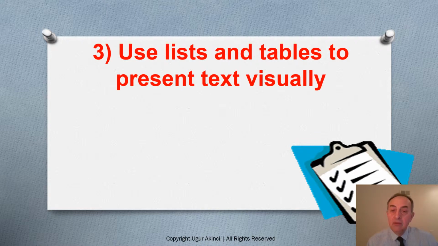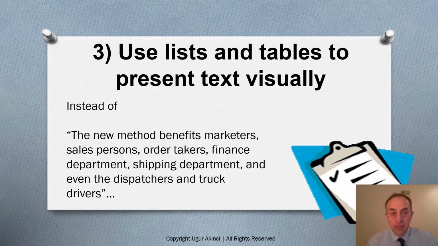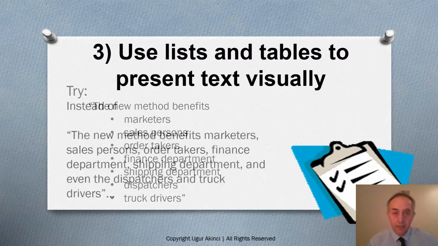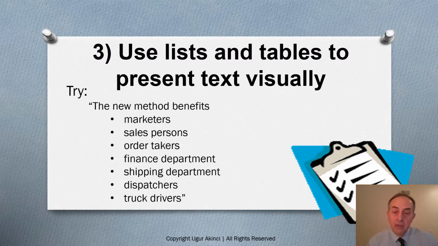Use lists and tables to present text visually. Instead of "the new method benefits marketers, salespersons, order takers, finance department, shipping department, and even the dispatchers and truck drivers," try this, an unordered bulleted list. "The new method benefits," and then one bullet after another makes much easier reading.